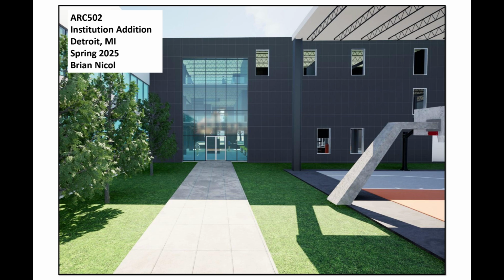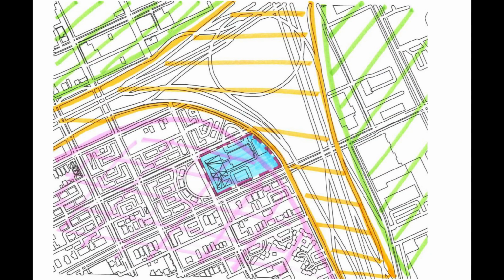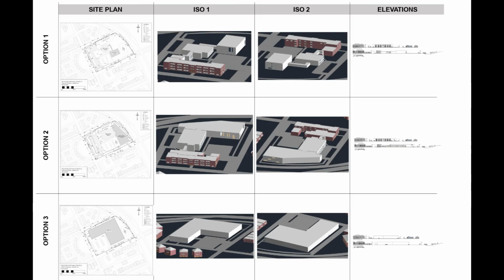We begin with a lot of schematic mapping of Detroit. This was a hand sketch that I did with some overlays of different uses of the area. Then, similar to 501, we get into creating as many iterations as possible. This way we can look at what works and what doesn't for the site.